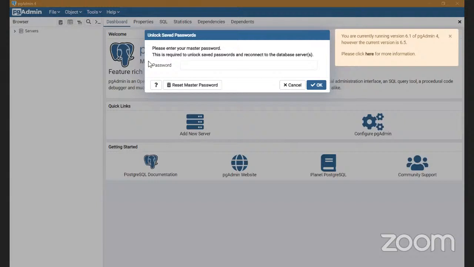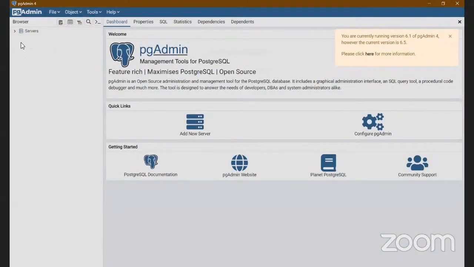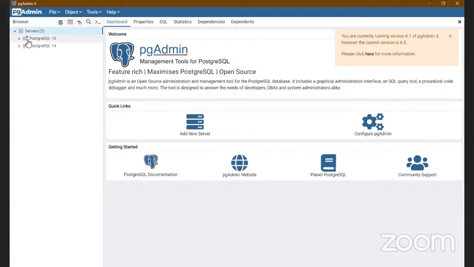Hello, is my screen visible to you? It's visible. Yes. So when I go to server, these options are not coming. Can you refresh it? Yes, I have refreshed the page, but it doesn't work. Please uninstall it and try to reinstall again. Okay.